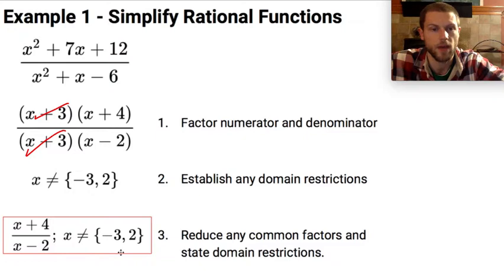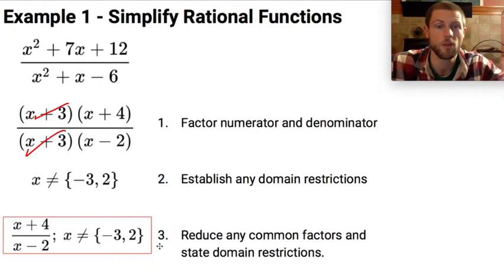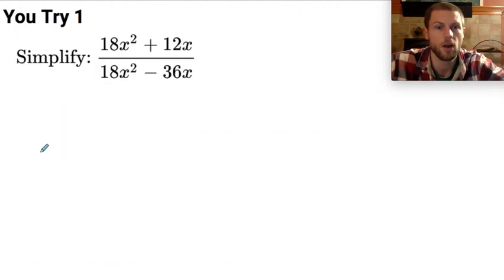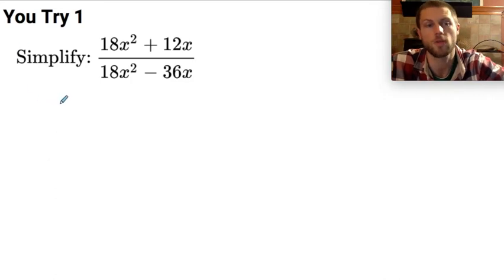And I need to state my restrictions for my final solution. So I've reduced any common factors and stated domain restrictions. That's it. Same thing as we did with numbers, but now we just have x's in the mix. So why don't you try this example here, follow the same steps we did in the last one, pause the video, and when you're ready, check out the answer.